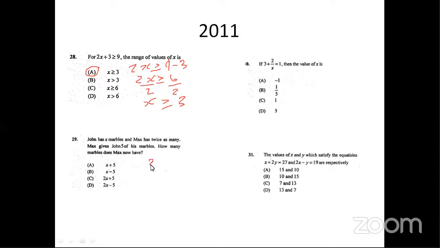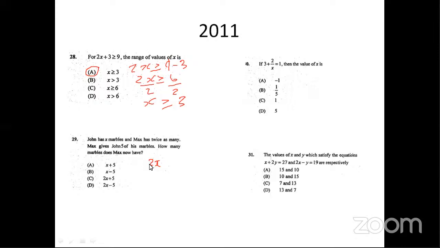It says that John has X marbles. Max has twice as many, so twice as many for Max would have been 2X. It says that Max gives John 5 of his marbles. How many marbles does Max now have?